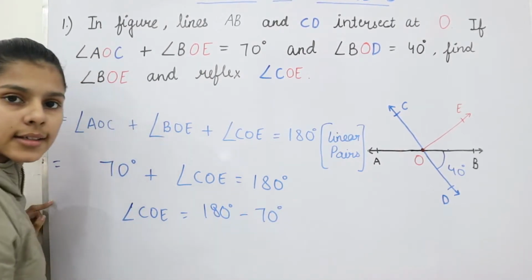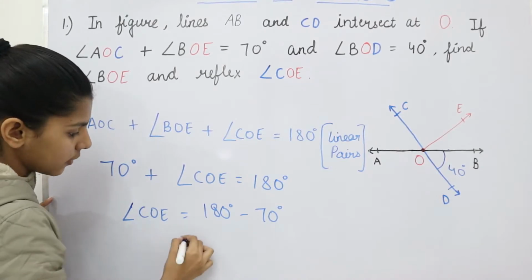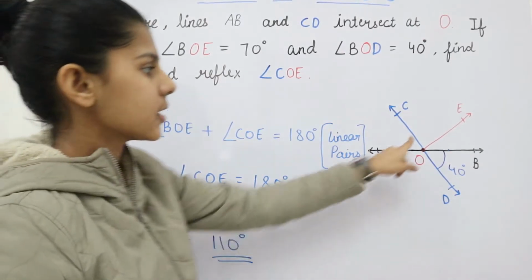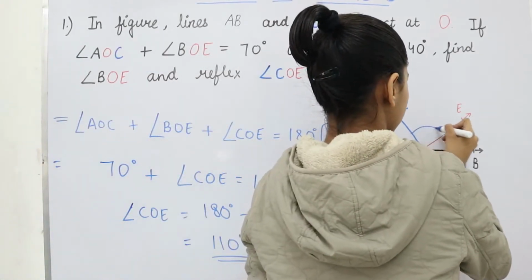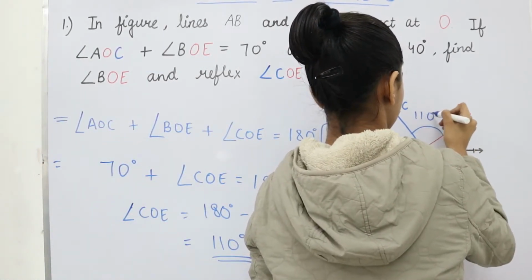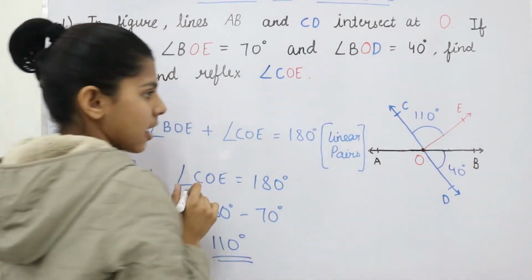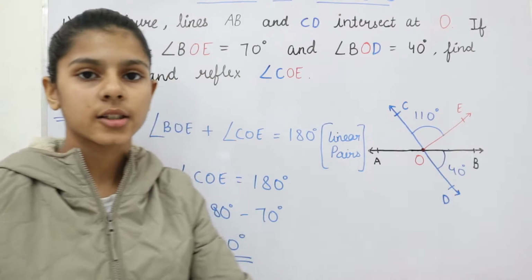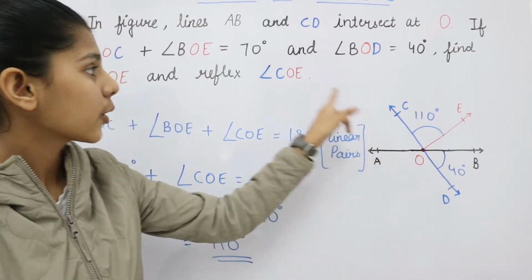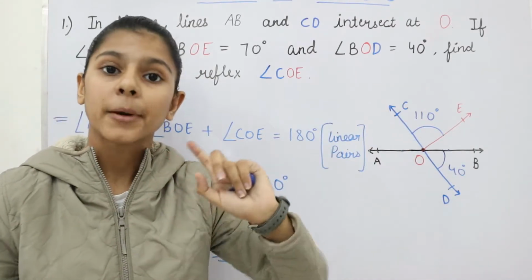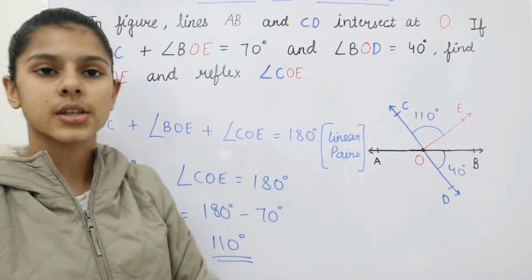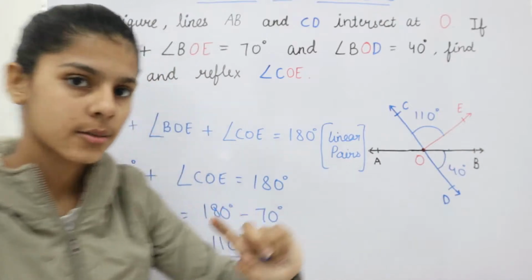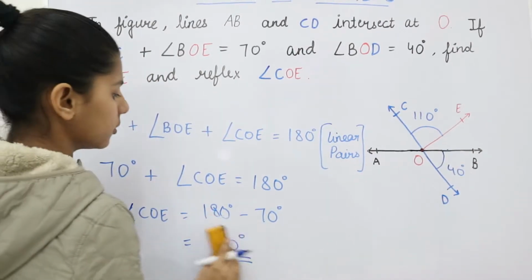So 180 degrees minus 70 degrees is 110 degrees. 110 degrees means angle COE, this angle, is 110 degrees. We have calculated this with the help of the property of linear pairs, because the angles are on a straight line. Now we have calculated the angle COE, but what we want is the reflex of COE. Reflex means leaving COE, the rest of the angles. So how will we calculate it?